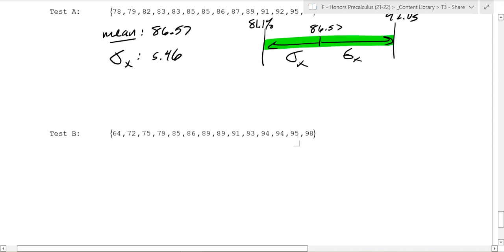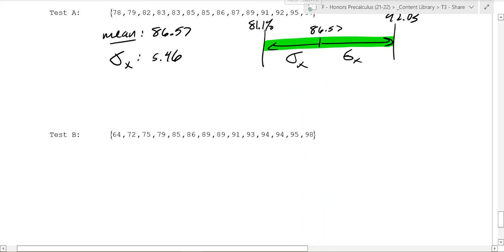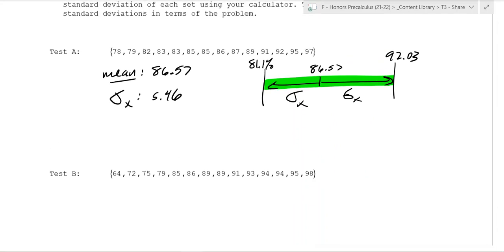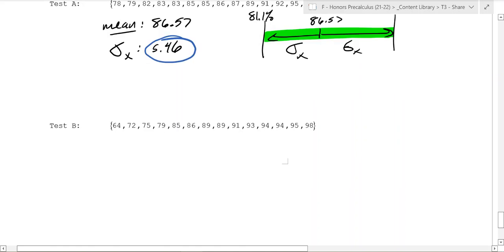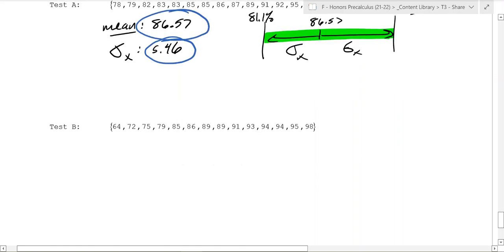You can do the same thing down here. Oh, and the other thing you can say is that the average distance from each student's grade from 86.57 is 5.46. So the average student score is within 5.46 of the mean right there.